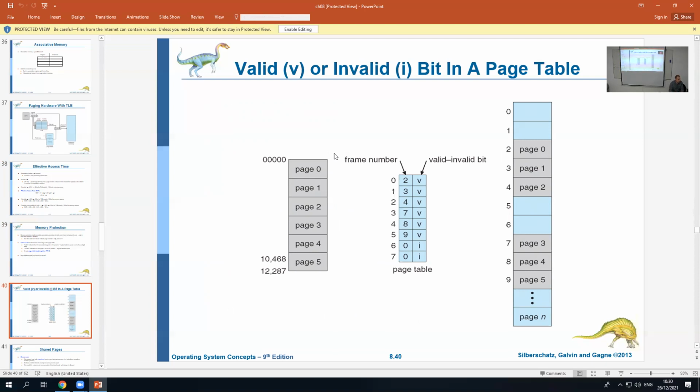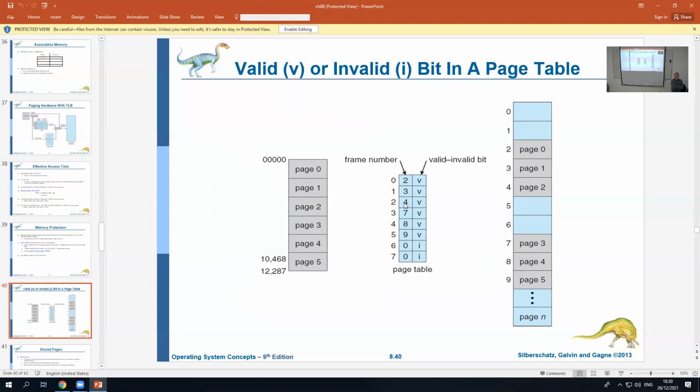Okay. Now let's look at, I'm skipping a slide, but I'm going to this slide. And then we talk about this valid bit. So we're going to talk about this valid bit now. Let's say that the page table is a fixed size. In other words, every process is going to get a page table of 32 rows.